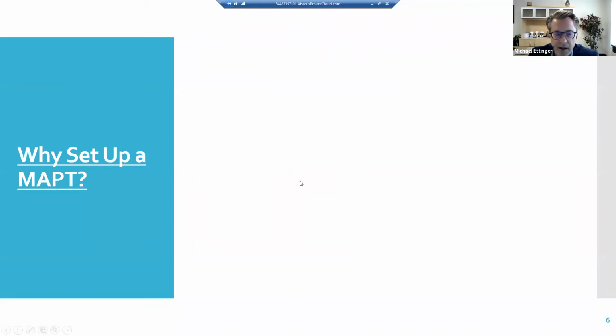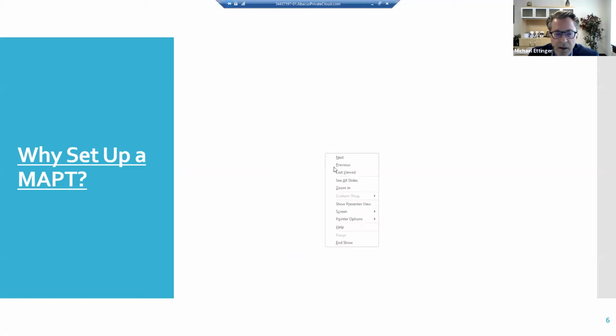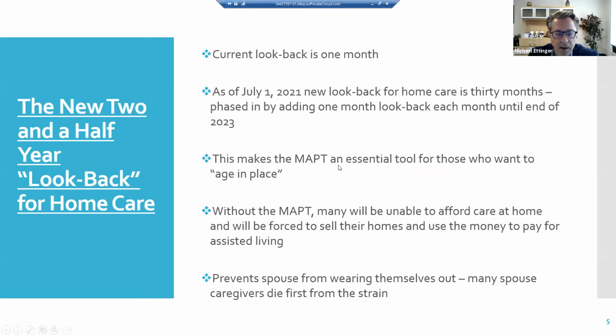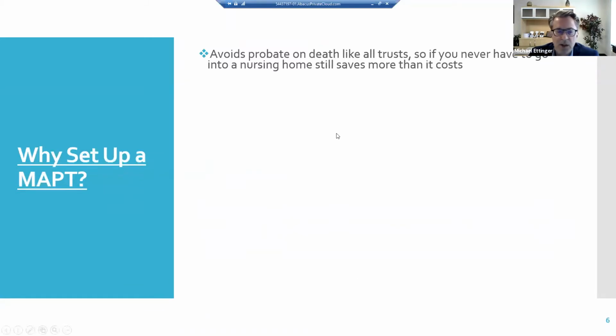I'm just going to go back and quickly recap. I was just talking about the Medicaid Trust as a 5-year look back for home care. There's a 2.5-year look back starting on July 1. And that's where we are now. Why set up a Medicaid trust?